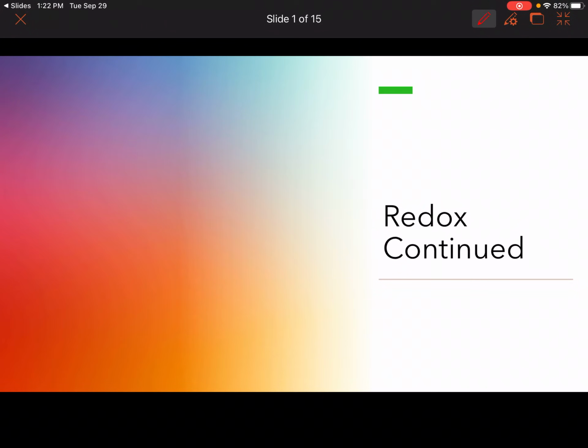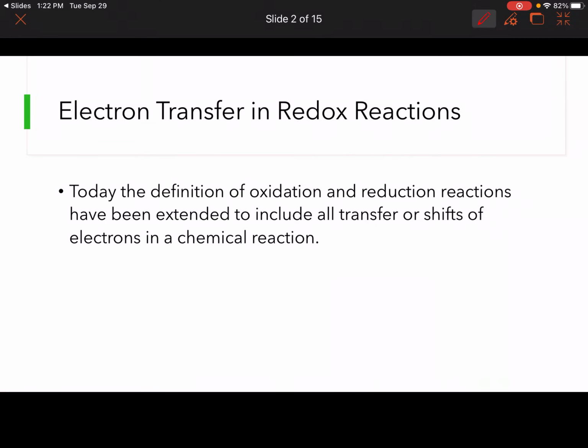Hello, grade 12s. Okay, we're going to continue on with redox here. So this is the second part of that. So we're going to talk about now the electron transfer in redox reactions here.